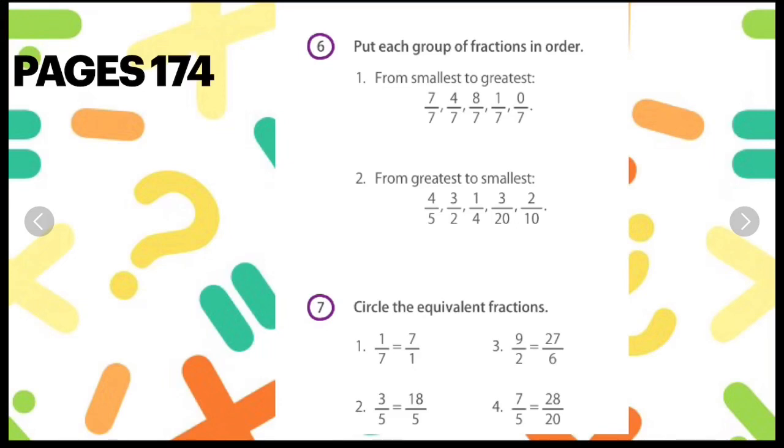What are the indications? It says put each group of fractions in order from smallest to the greatest, from the small number to the greatest number, okay, and here is from the greatest number to the smallest number, okay.